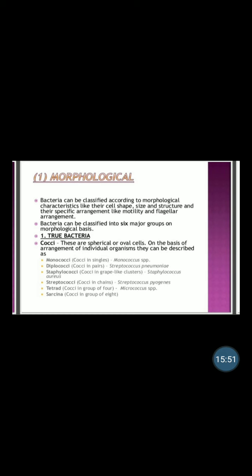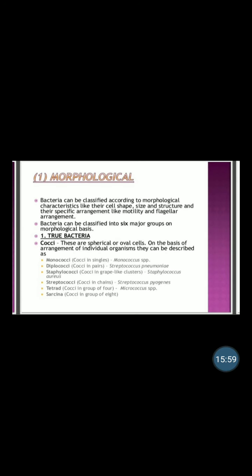That's what I'm saying. Monococci, cocci are present in single. Then diplococci, cocci are present in pair. Then staphylococci, it is grape-like. Then streptococci, cocci are present in chain. Then tetrad, cocci are present in group of 4. Then next Sarcina, cocci are present in group of 8.